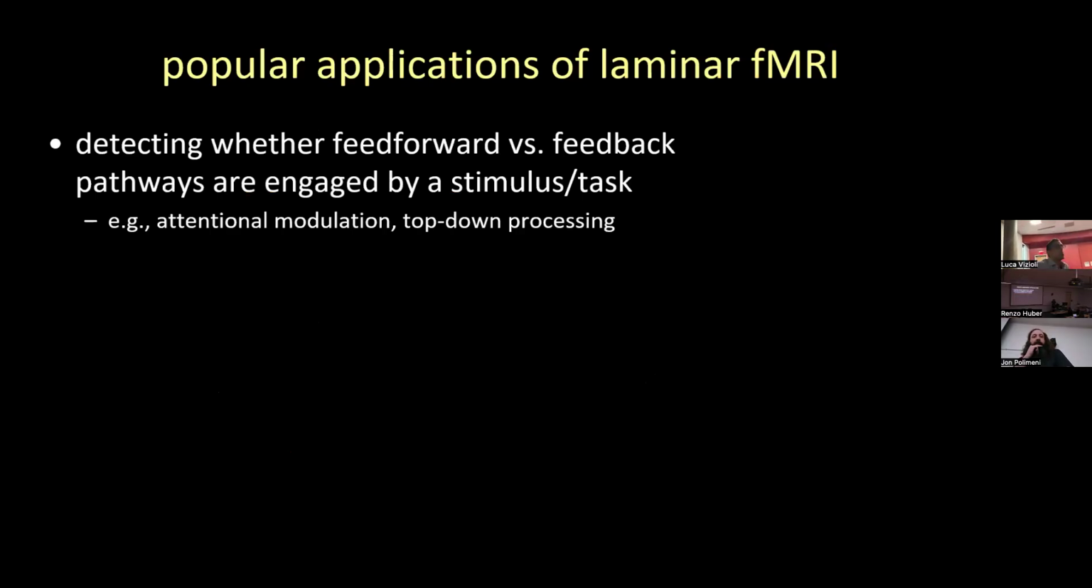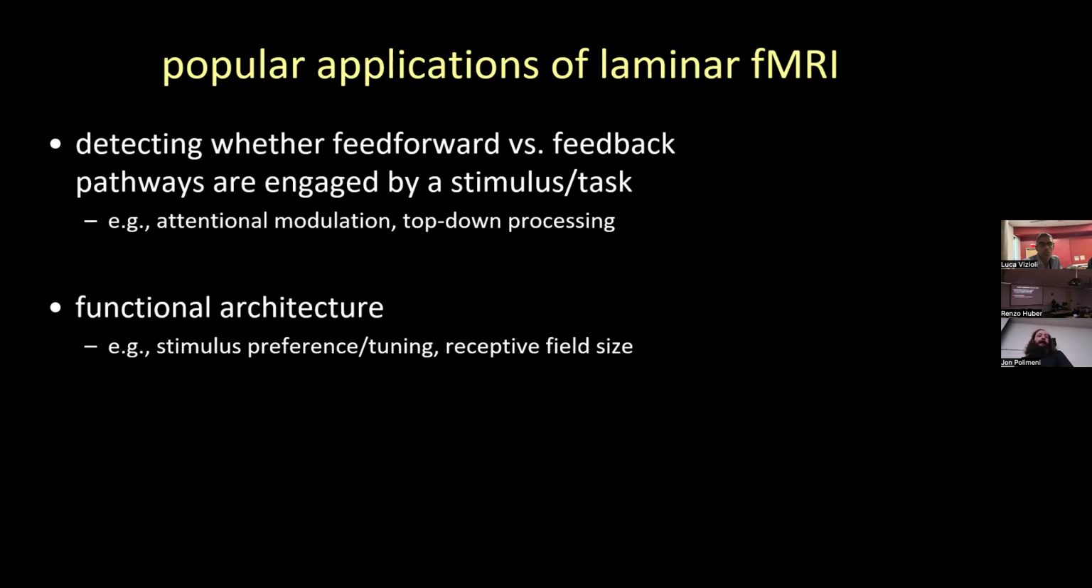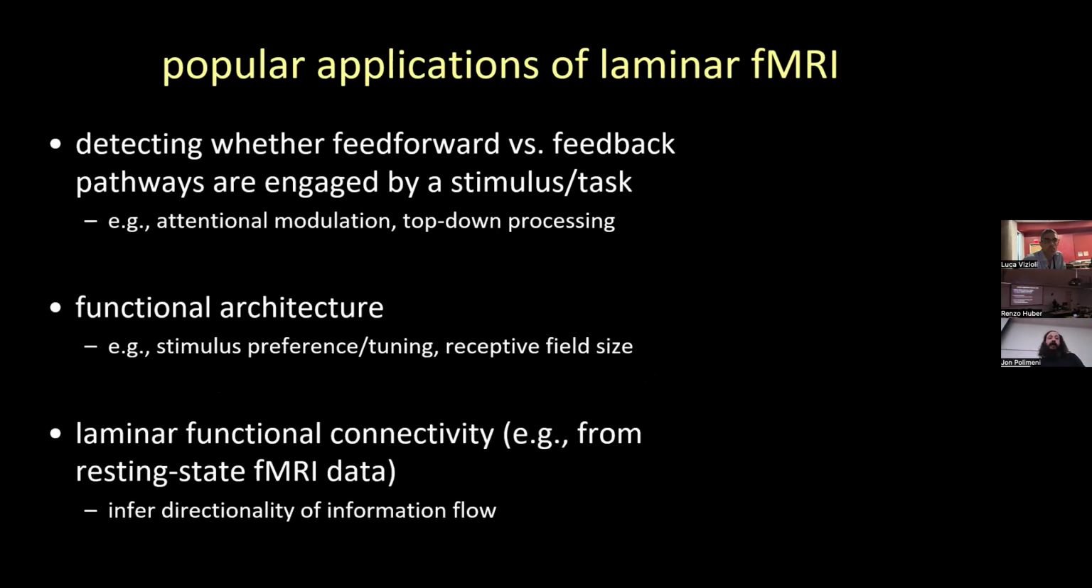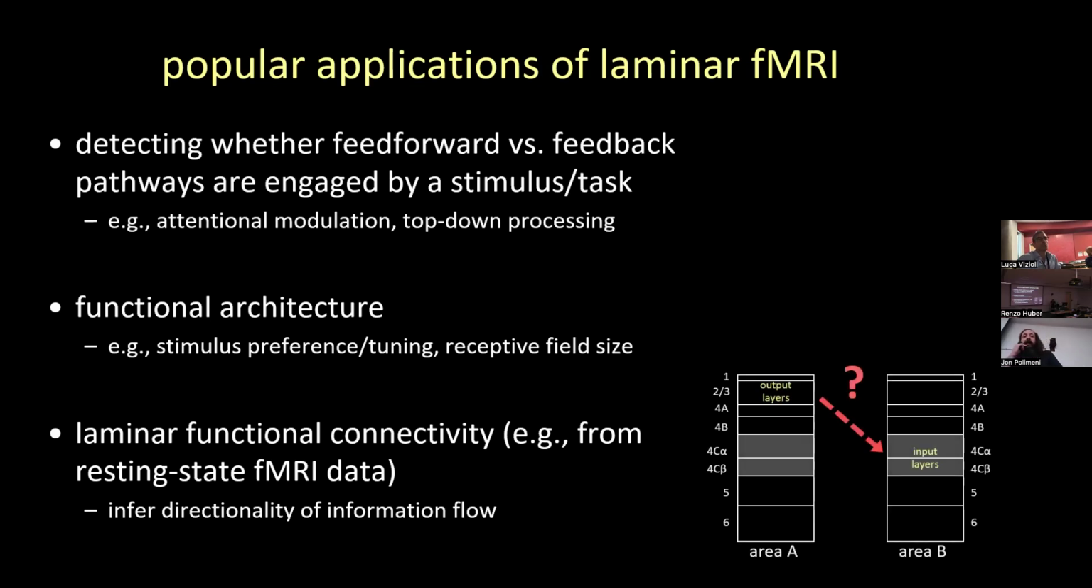So there are a few popular categories of applications of laminar fMRI. I think the most popular is to try to detect whether feed-forward or feedback pathways are engaged by a stimulus or task. This can be tapped into using attentional modulation or by trying to engage top-down processing. Also, people are trying to study different aspects of functional architecture, such as stimulus preference or tuning, which really vary a lot across the cortical layers, as well as laminar functional connectivity, for example, from resting state fMRI data.